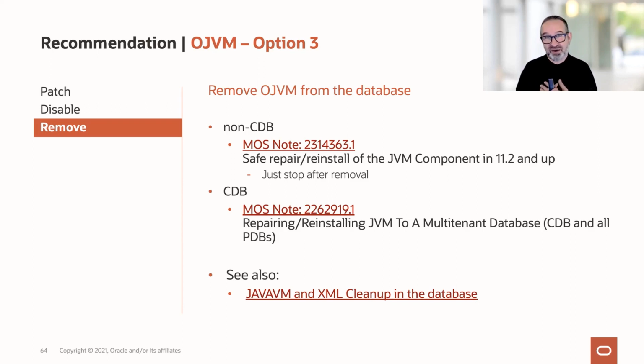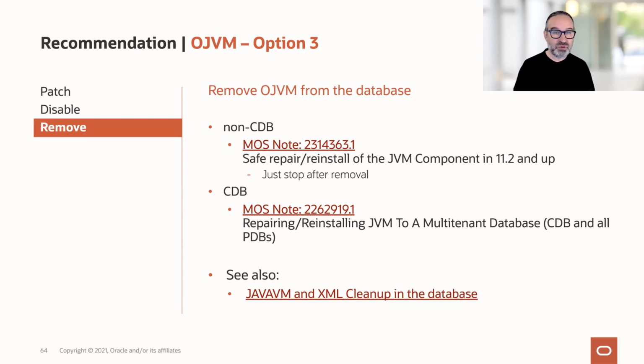If I take just my upgrade classes, I would strictly recommend having only the options you really need in your database. And by not having the option, you don't care about the security potential of that option. You can safely remove OJVM. It's possible. It's explained in these 2 MOS notes.